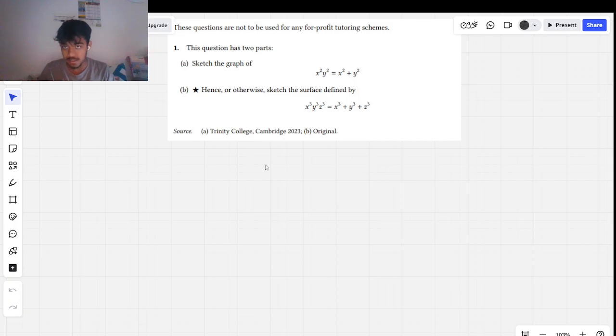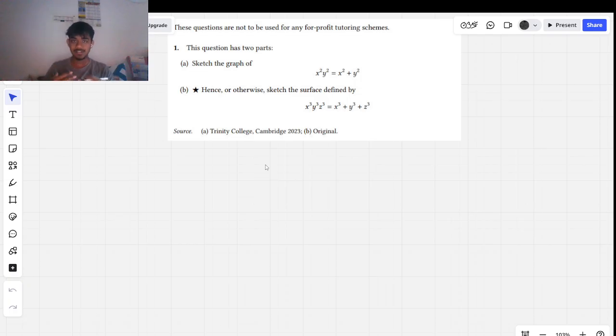I do not know what the black star denotes, but I suppose it might mean that it's of greater difficulty, but do not take what I've just said with certainty. Hence or otherwise, sketch the surface defined by x cubed y cubed z cubed equals x cubed plus y cubed plus z cubed. Now, this is a very odd question.